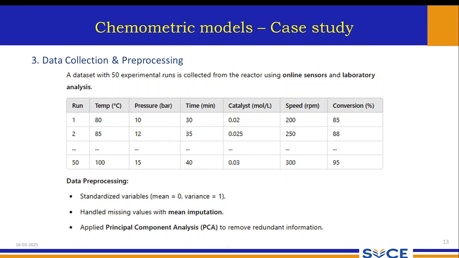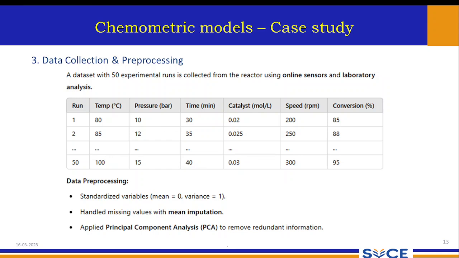So what we need to do? The next step, data collection. So data collection is by varying different temperature, pressure, time frame, catalyst concentration and speed. What is the conversion? The last one is the dependent variable, that is the yield, conversion efficiency. So in this case, data pre-processing: standardizing variables, mean equal to 0, variance equal to 1, handled missing values with mean imputation, applied principal component analysis to remove the redundant information.